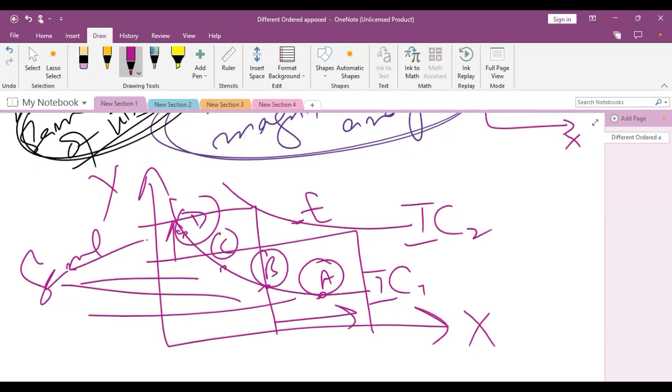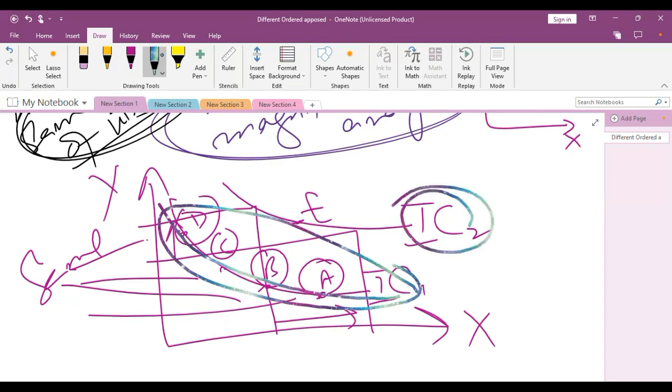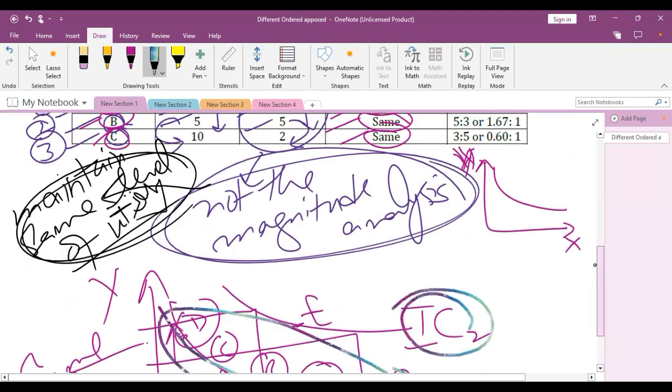So as we remain on the same IC curve, all points give the same level of satisfaction. But when we move from the first IC to the second IC, the satisfaction level or the utility level will also increase as the number of units are also increasing.